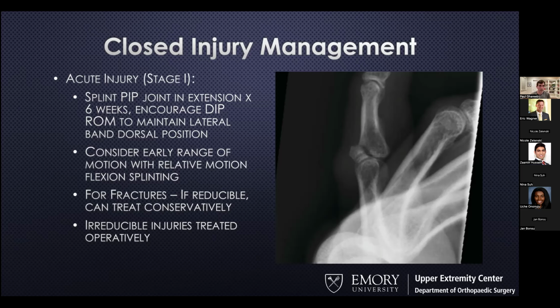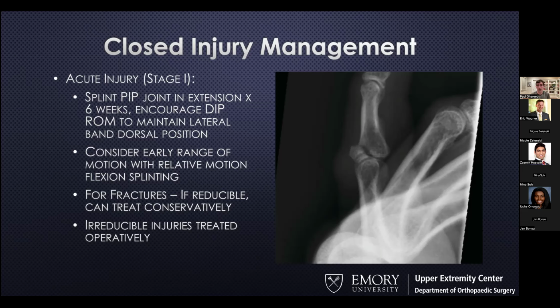One thing that's newer that I'll show some evidence for is that you can consider early range of motion with relative motion flexion splinting. So you can start with your static splinting of the PIP joint in extension, and then possibly earlier than that 6 to 8 week time frame, you can get them into a relative motion flexion splint to try to get them moving a little bit earlier.